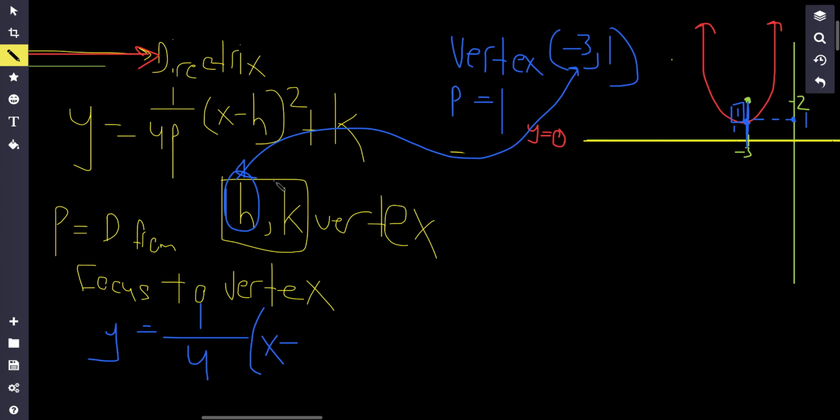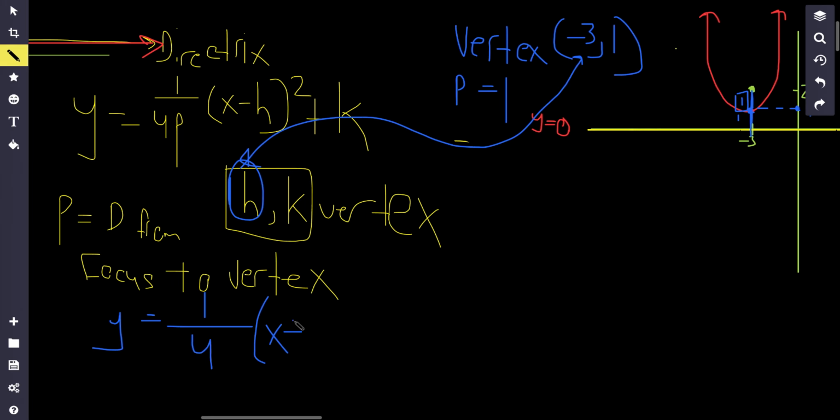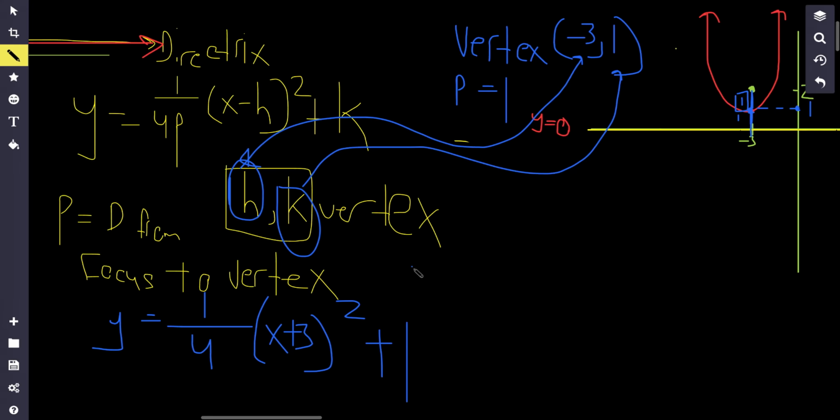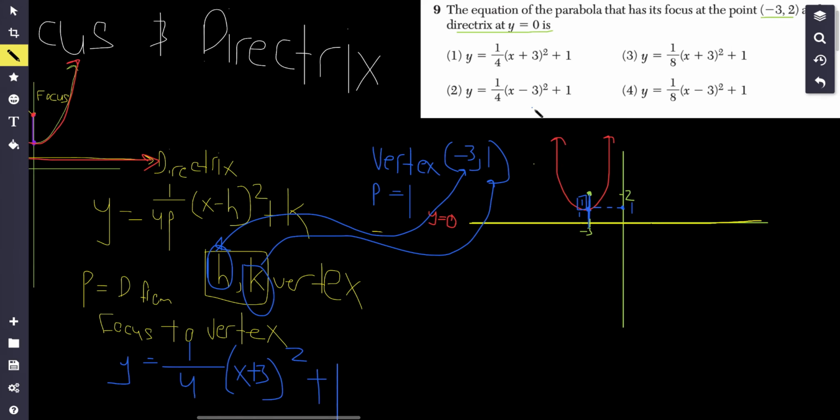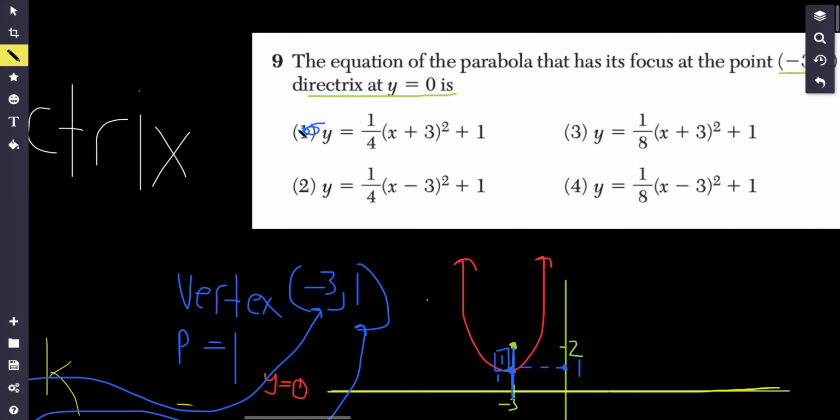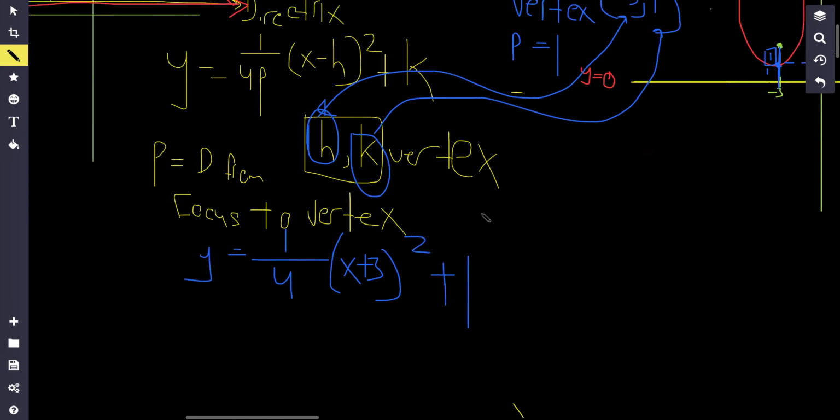Notice how I have x minus negative 3, because it's x minus h. If I know h is negative 3, it's x minus negative 3, or just x plus 3 squared. And it's going to be plus k, where k is the y value of my vertex. So it's going to be plus 1. Which answer choice meets the criteria? It's going to be answer choice number 1.